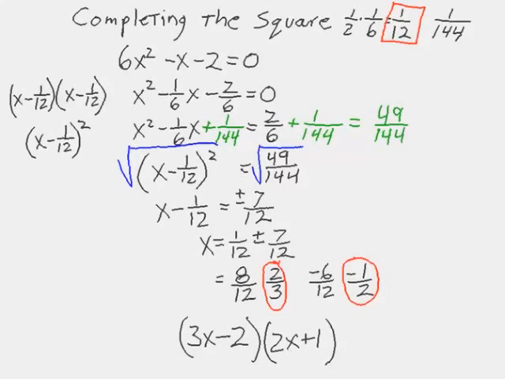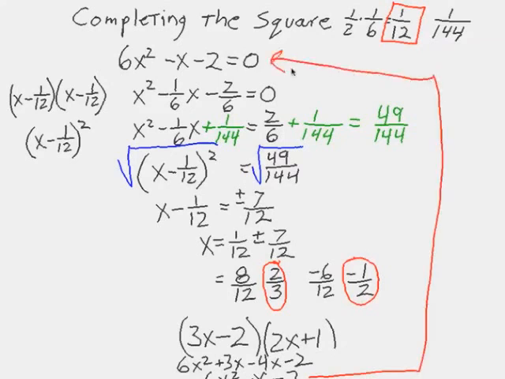Now, just to check my work a little bit, I could multiply these two factors out, see if I get my original quadratic equation. So I've got 3x times 2x is 6x squared. 3x times 1, 3x. Negative 2 times 2x, negative 4x. Negative 2 times 1, negative 2. Combining my like terms, I get 6x squared minus x minus 2, which is in fact the same quadratic equation that I started with.